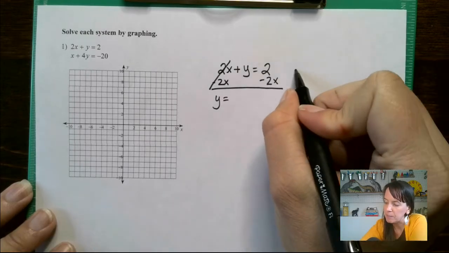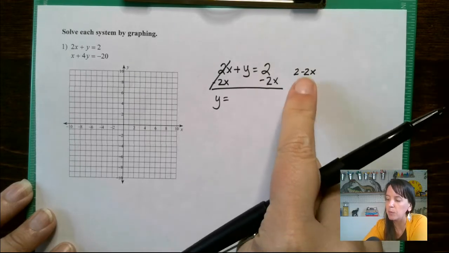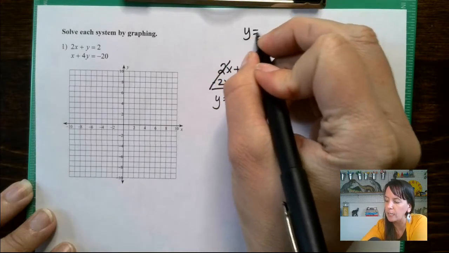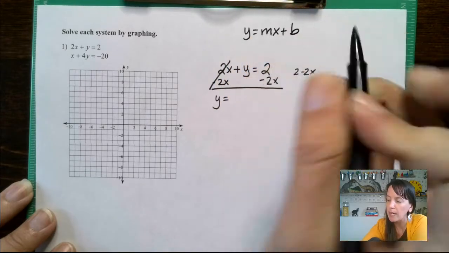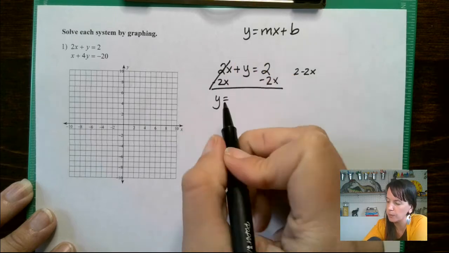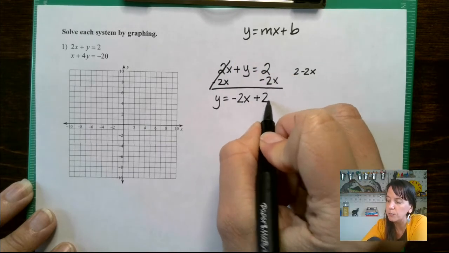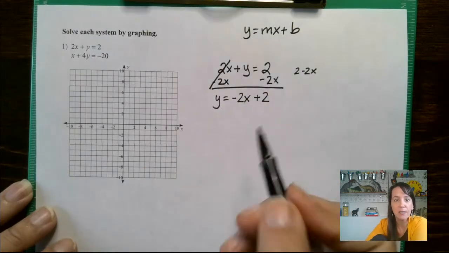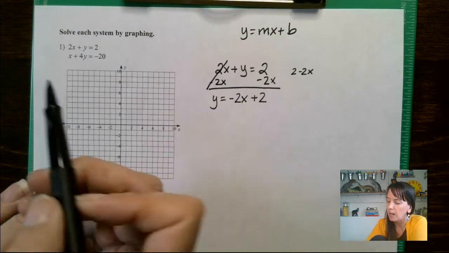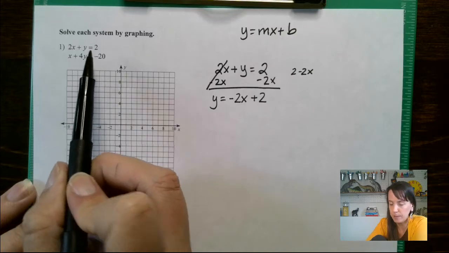So I could say 2 minus 2x, but remember, slope-intercept form is y equals mx plus b. So I want to have that x term in the center. So I'm going to say negative 2x plus 2, plus that positive 2 there. This is now in slope-intercept form. Let's practice that with the second one.